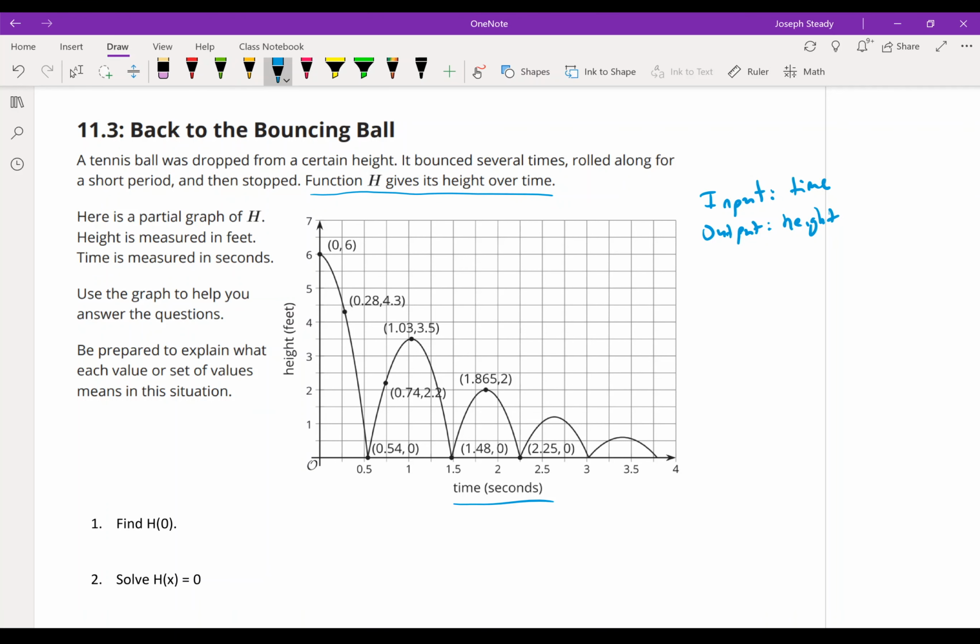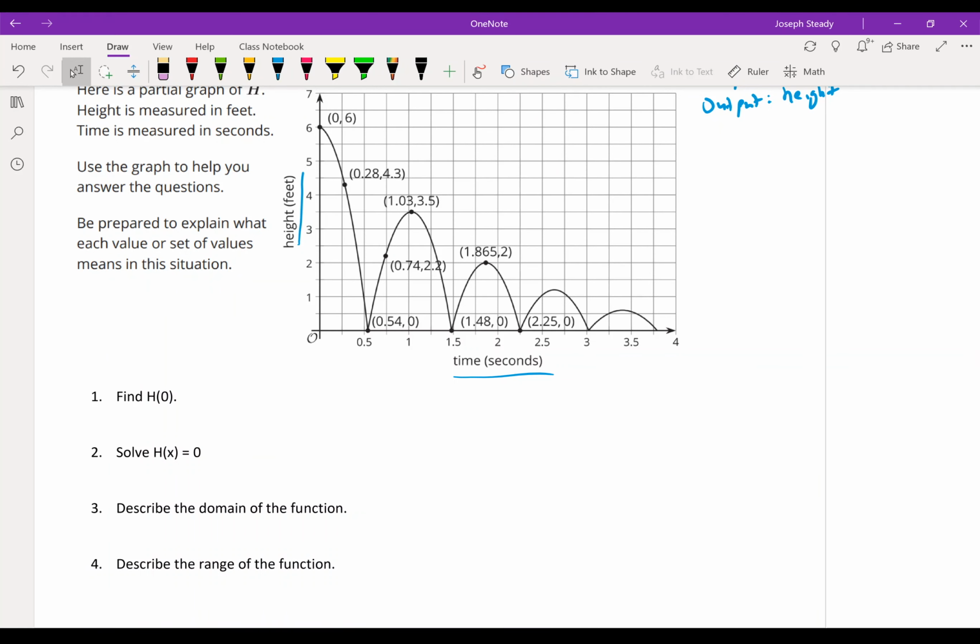Input is time, measured in seconds. Output is height, measured in feet. So we're going to use this graph to answer a few questions. First, we want to find h of 0. Now remember, that 0 is our input. So that is a time. So in other words, we want to find what is the height after 0 seconds. Well, I can look at the graph, and when 0 seconds have passed, the height of the tennis ball is right there. It is 6 feet. Now, if I want to be a little fancy, I could write this as h of 0 equals 6.